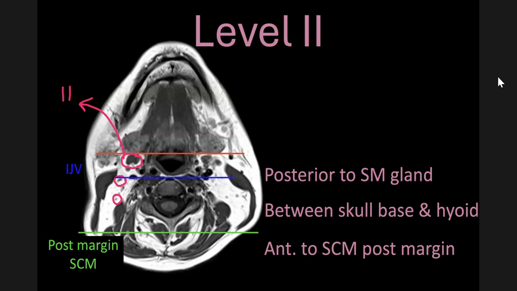And for that, we are using the internal jugular vein. So lymph nodes that are anterior to the internal jugular vein, for example, this lymph node, that is a level 2A lymph node, and lymph nodes that are posterior to the internal jugular vein, but still anterior to the sternomastoid are the level 2B lymph nodes. So that is how we divide level 2 lymph nodes.